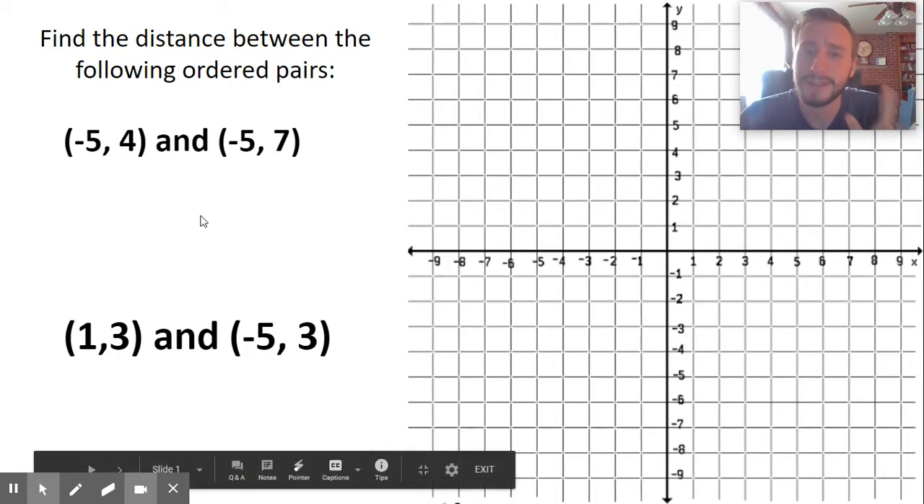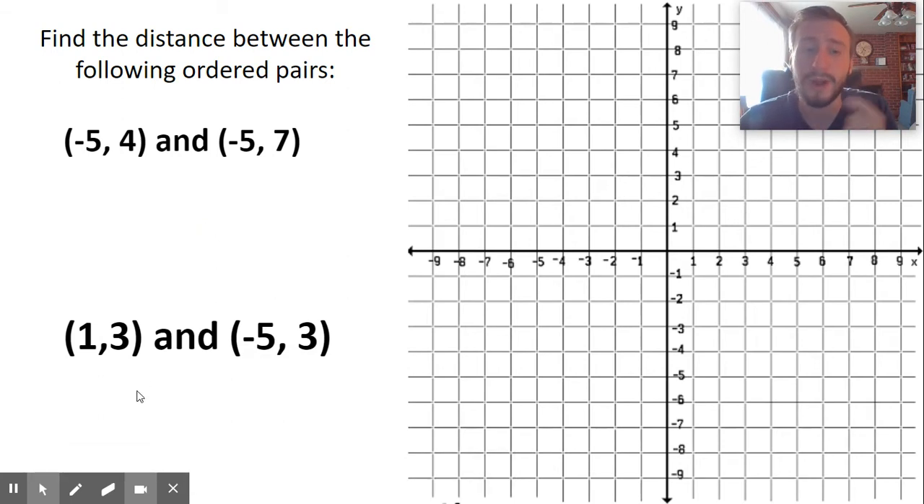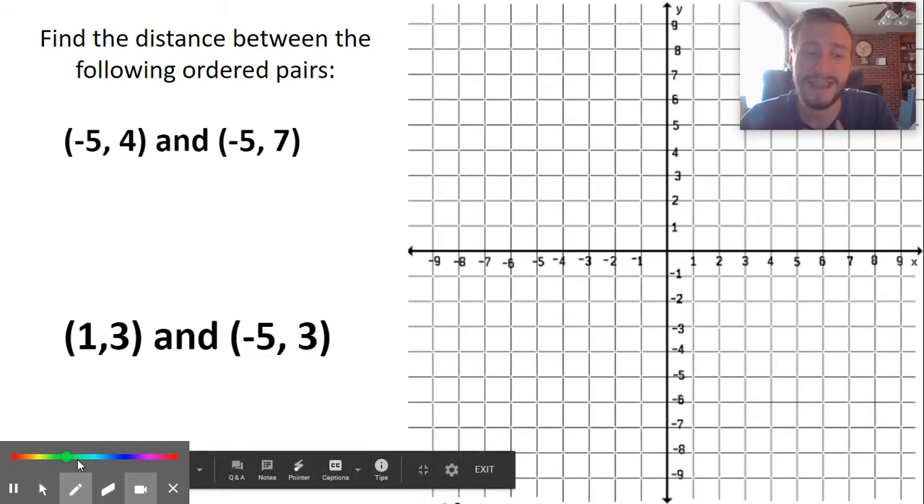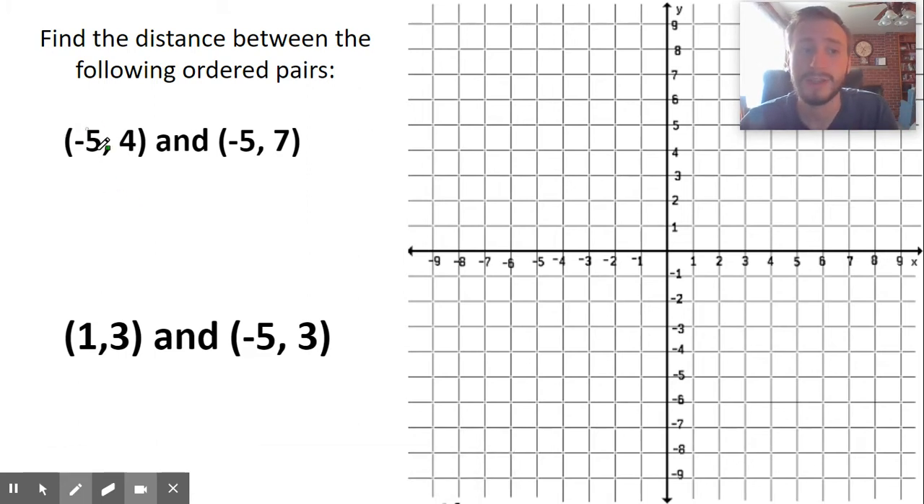So the very first thing you want to do when we're trying to find the distance between ordered pairs, what I would do if I were you, take the ordered pairs and just say, are they positive or negative? So we have a -5, 4, a -5, and a 7. So -5 is negative. This 4 is a positive. This -5 is negative. This 7 is positive.